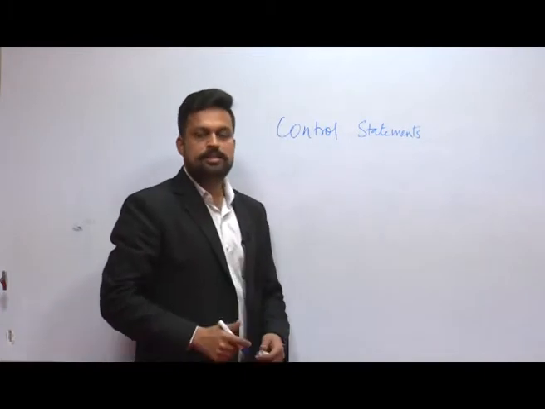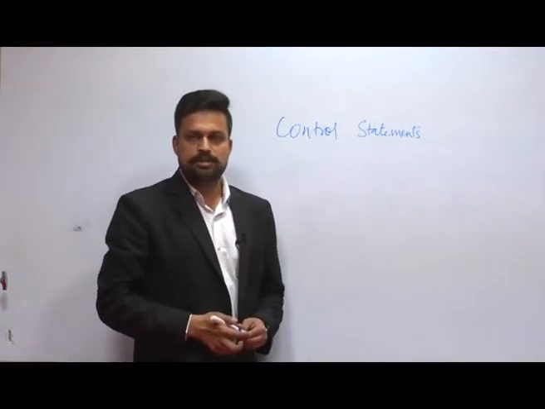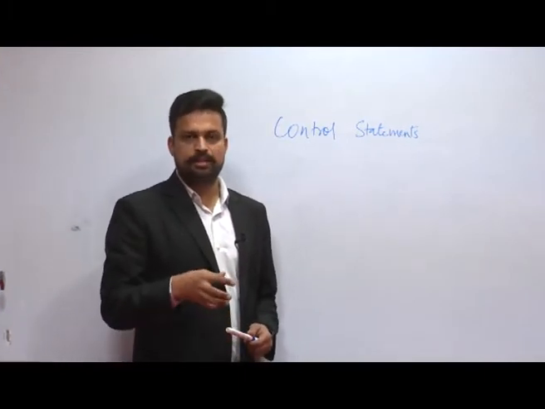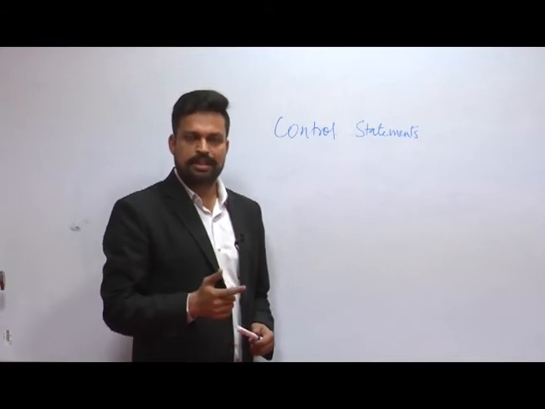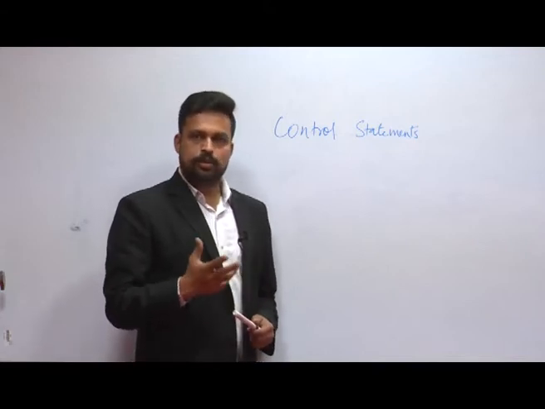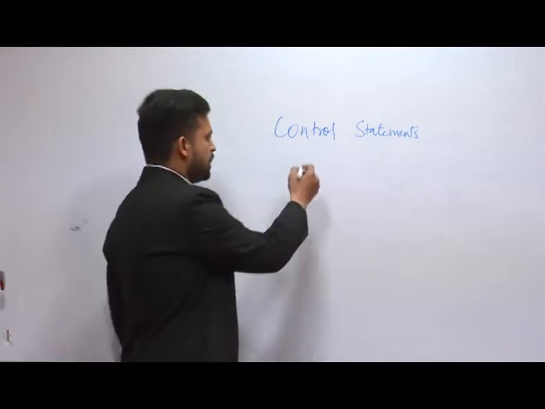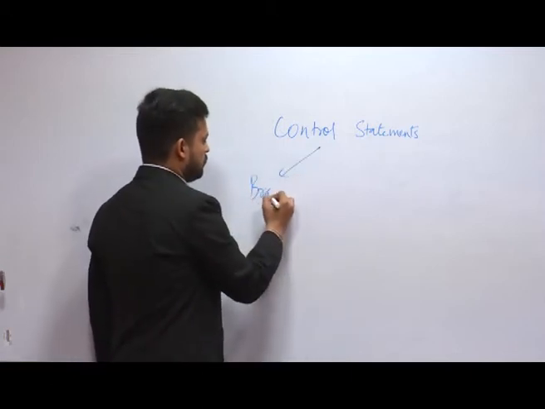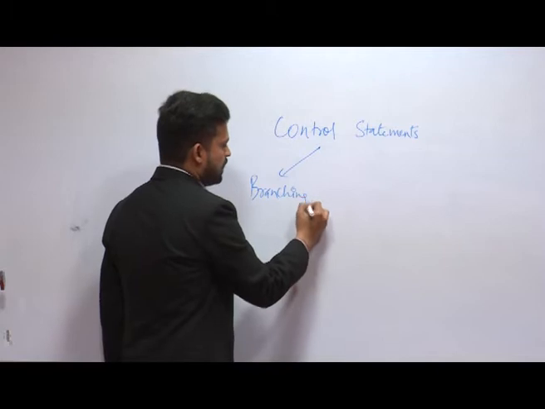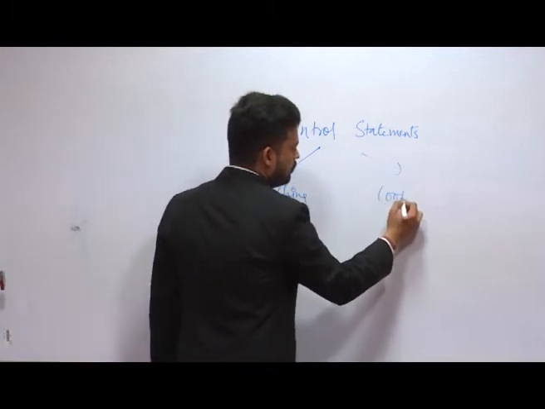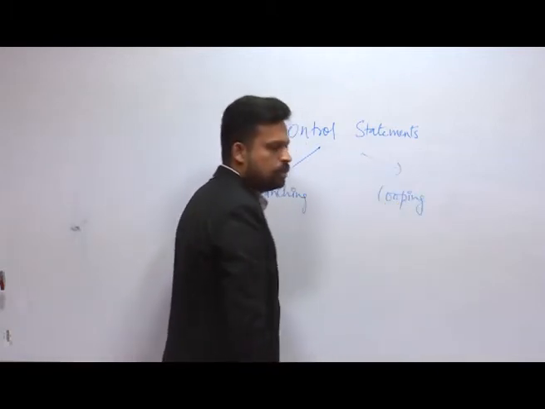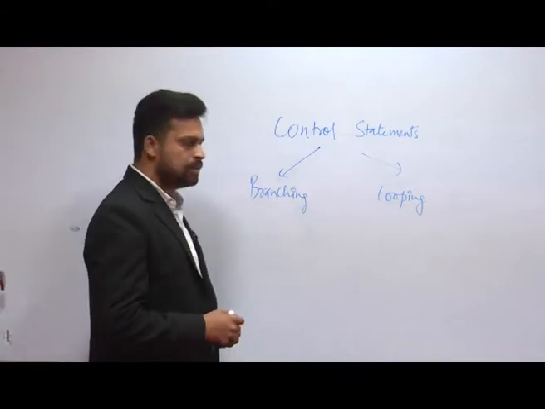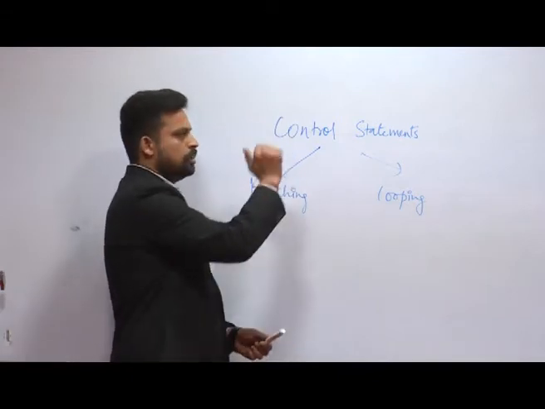Why are these statements called control statements? Because these statements control the default flow of execution in the program. There are two types of control statements available. First is branching, and second is looping. I want to discuss in detail the branching statements, which are part of the control statements.